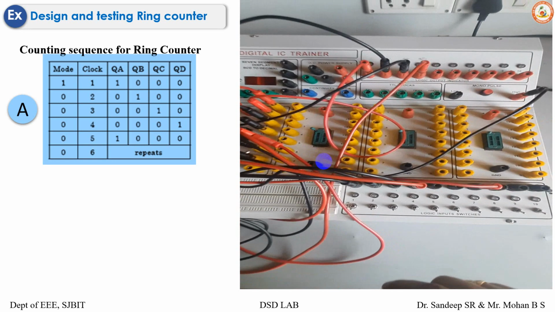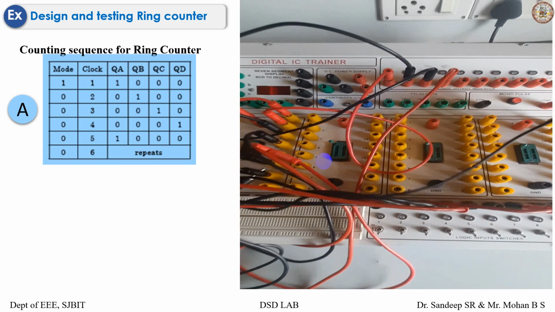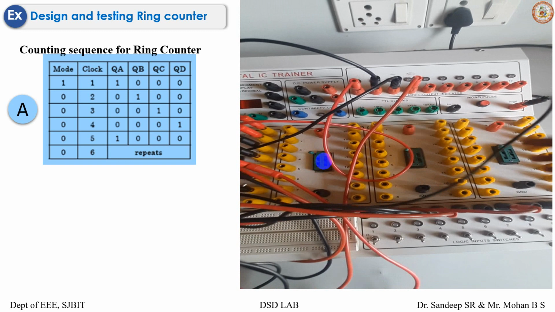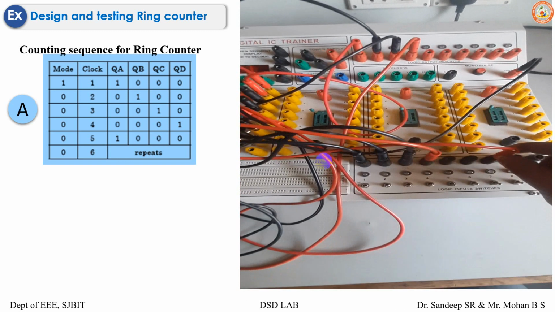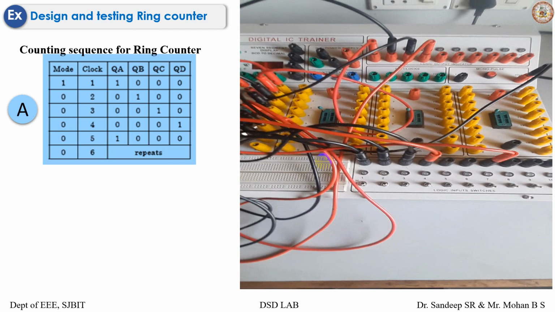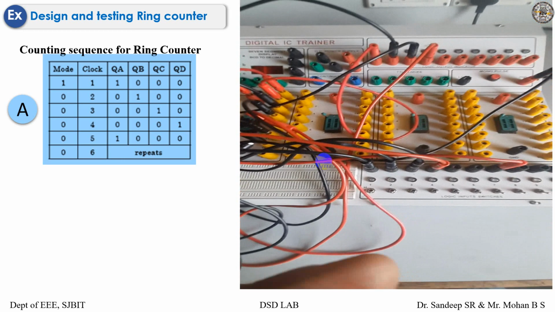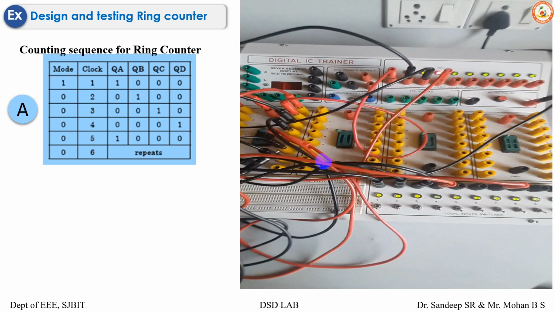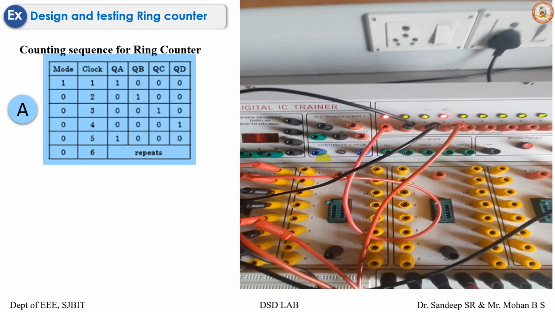Okay, let's see how we do that. This is pin number 9 and 10, which are connected together to a clock pulse. This is pin number 6, connected to mode. So as per the truth table, let us give the input. But before that, let us switch on the kit. Now you get some random data, need not be worried.